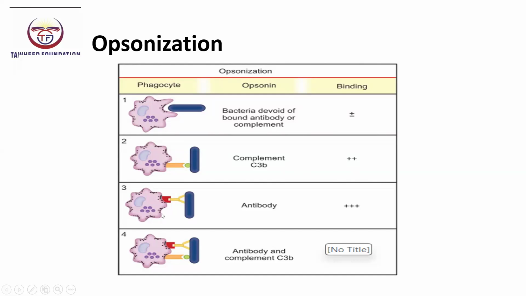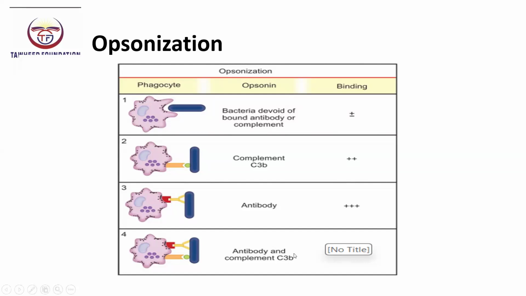Next part is antibody-mediated opsonization. Here, some organisms do not activate complement effectively, or complement activation is insufficient. In this case, IgG antibodies bind to the pathogen surface. Phagocytes have Fc receptors that recognize the Fc portion of antibodies. This interaction allows the phagocyte to bind the antibody-coated pathogen and engulf it efficiently.